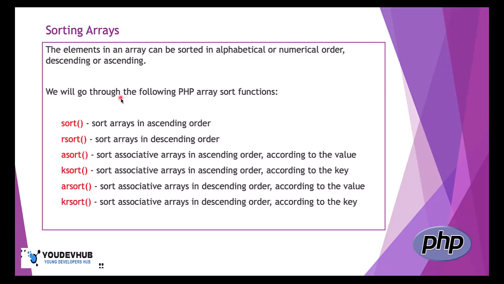Now, sorting of arrays. How do you sort arrays? The elements in an array can be sorted in alphabetical or numerical order, descending or ascending order. I will go through the following types of PHP array sort functions. We have sort, which sorts an array in ascending order. We have rsort, which sorts in descending order. asort sorts an associative array in ascending order. ksort sorts associative arrays in ascending order according to the key values given. arsort sorts in descending order, and we have krsort, which sorts in descending order based on the key given.